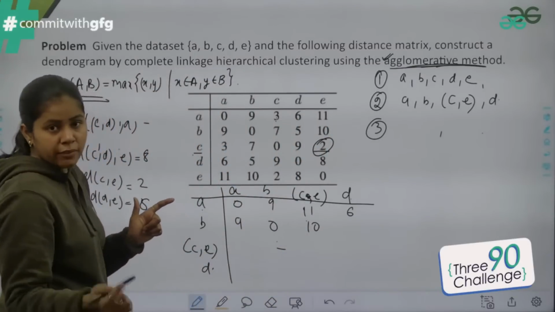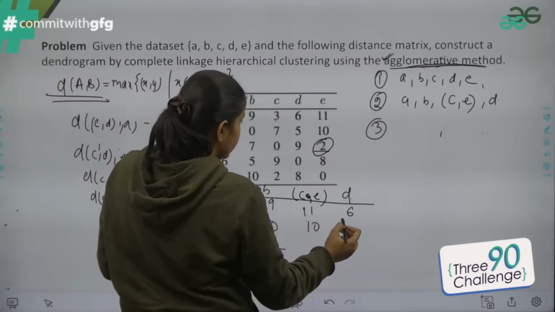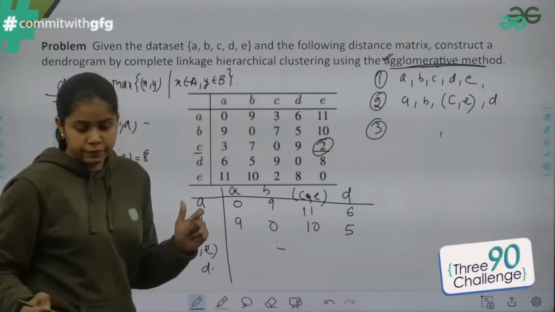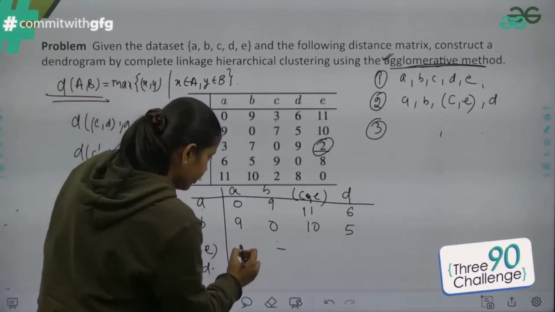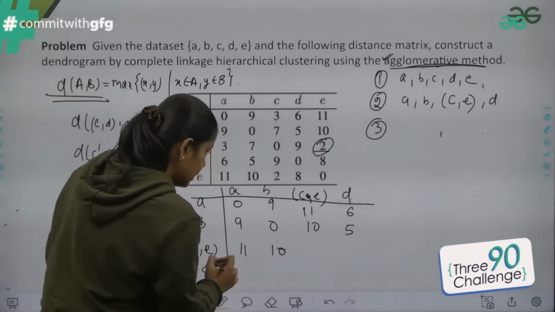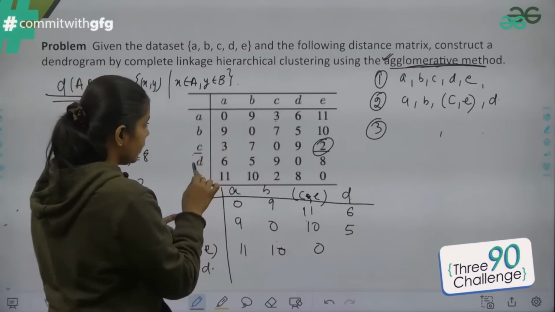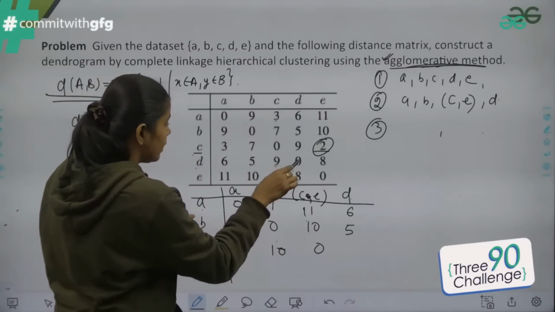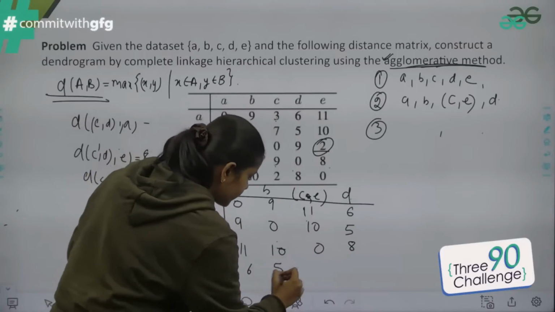So we have to take the maximum distance, right? And then B with D is 5. Right? Now CE, that would be 11 and 10. C with C is 0 and C with D, D with C is 9 and D with E is 8. So it would be 8. So it would become 6, 5, 8, 0.